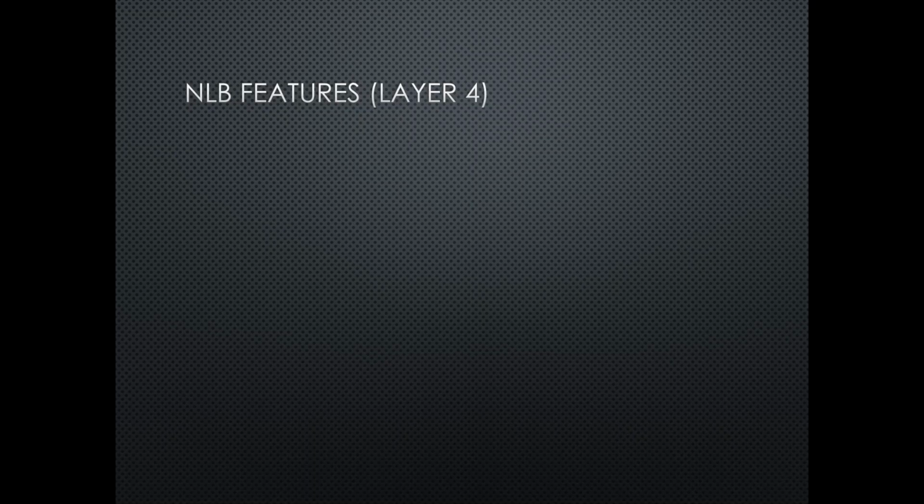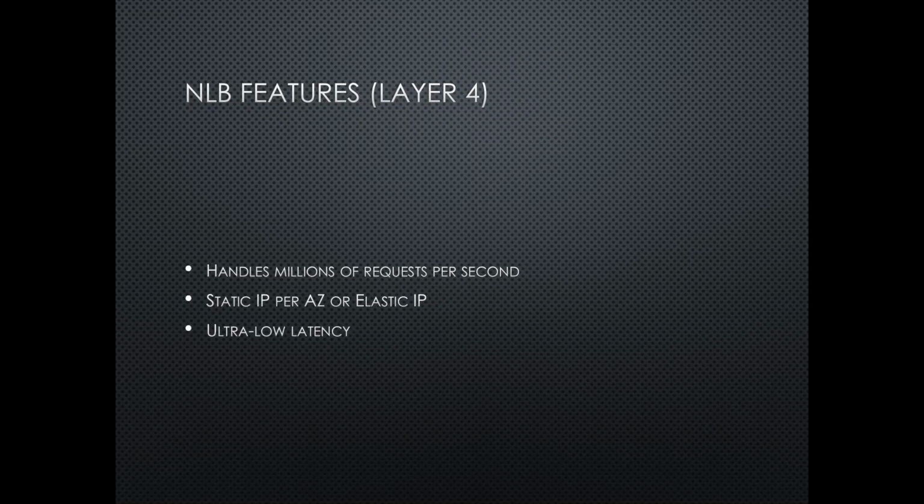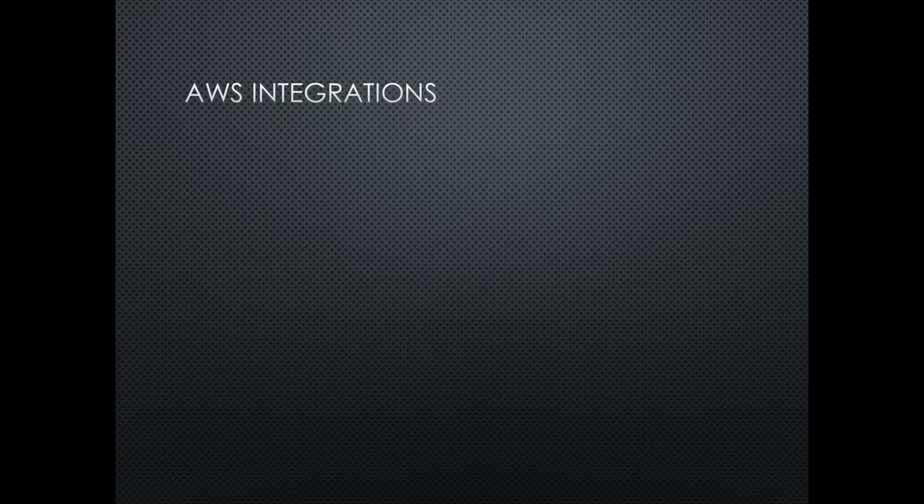Next, we'll see Network Load Balancer features. It works on layer 4. It handles millions of requests per second. We have a static IP per availability zone or an Elastic IP. Ultra low latency. Next, route by port to a target group.